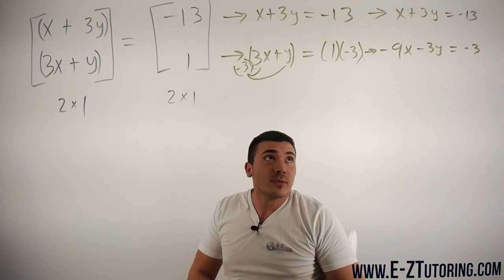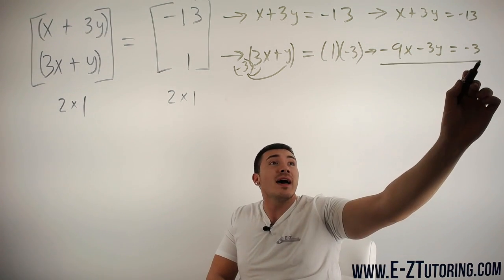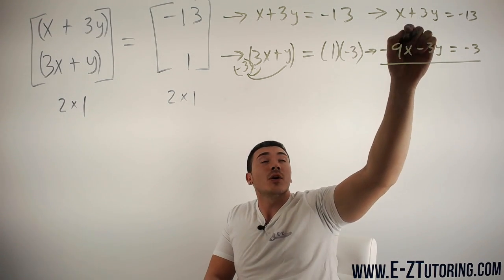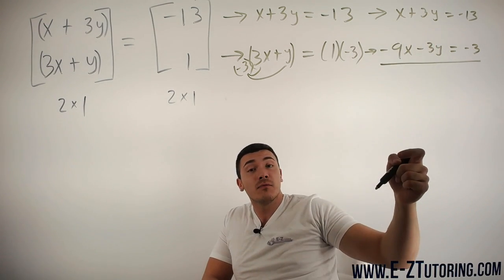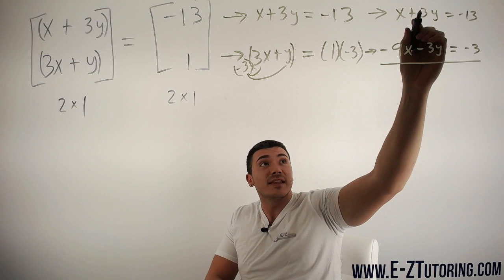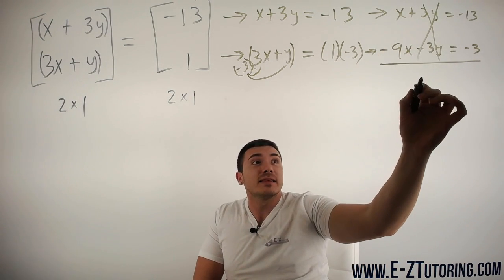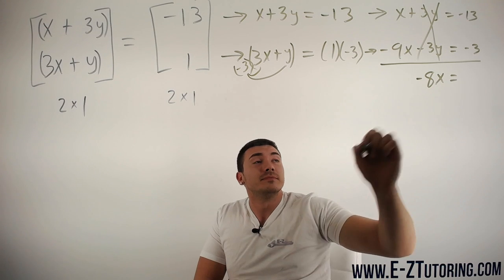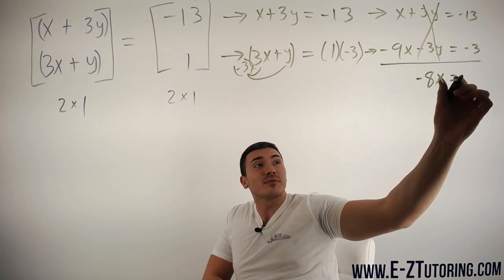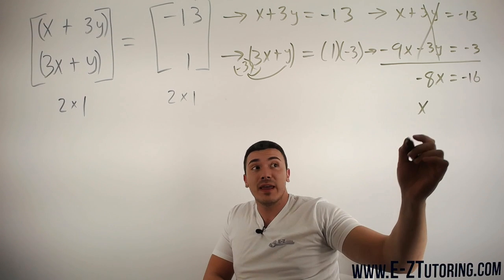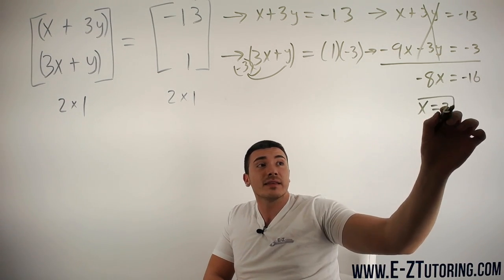So continuing on with elimination, now that we know one of the variables will cancel completely, we can go ahead and add everything vertically. 3y minus 3y is 0. That cancels out. x minus 9x is simply negative 8x. And negative 13 minus 3 is negative 16. And now if you divide by negative 8 on both sides, that gives you that x equals 2.